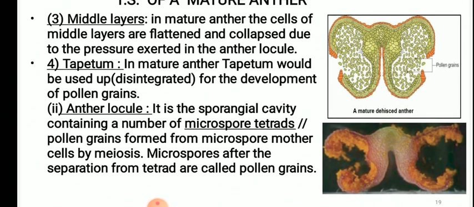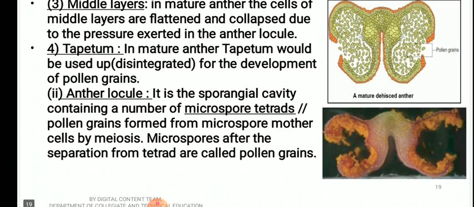Now the tapetum in mature anther would be used up for the development of pollen grains. In young anther, tapetum will be very prominent with a prominent nucleus and a dense cytoplasm. In mature anther, whether it is glandular or amoeboid tapetum, the tapetum would be broken up. It breaks down to nourish the pollen mother cells or the pollen grains. So that is the reason in mature anther we cannot see the tapetum.